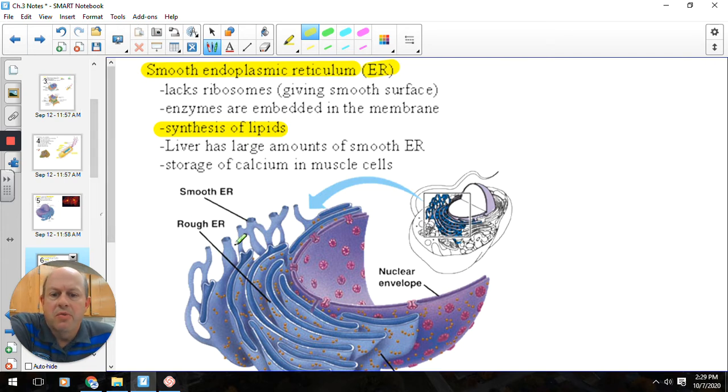Both of these would be in relatively close proximity to the nucleus because it's kind of like they're the factories and the nucleus would be the corporate headquarters.